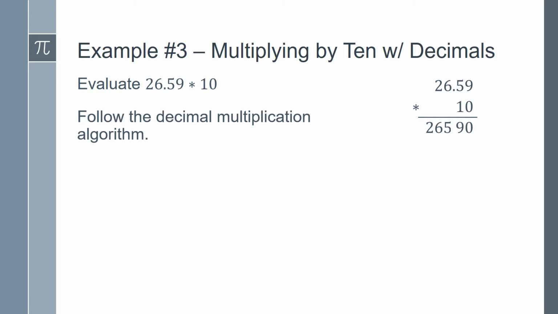26,590. Now we look at the decimal places, 2 in the top factor and 0 in the bottom factor, so we slide our decimal point 2 places to the left, and we find that our answer becomes 265.90. So 26.59 times 10 equals 265.9.